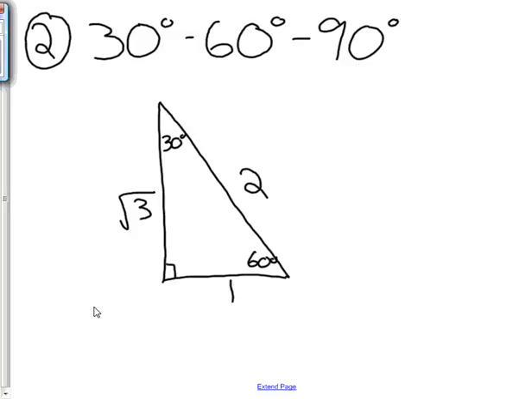You've got to find what you multiply everything by. You've got to find the ratio. And I will show you how to do that. So I'm a good guy. So, 30, 60, 90 has these ratios all the time.